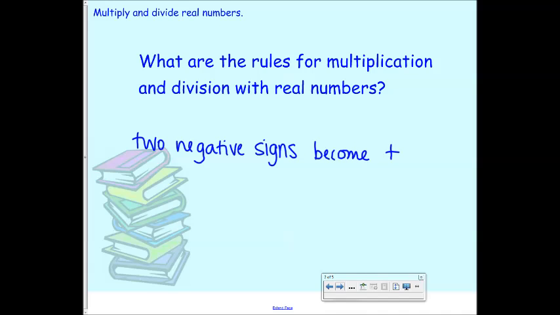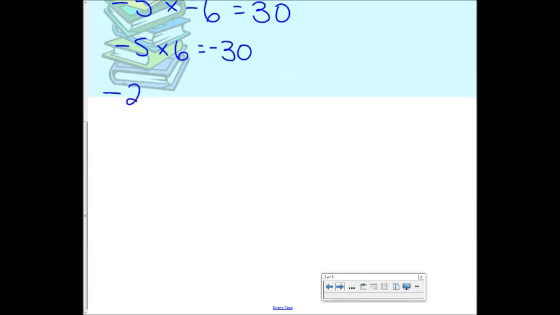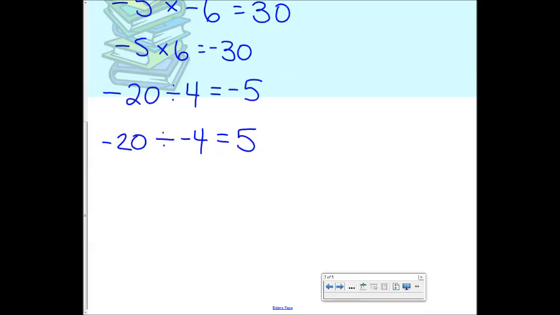So for example, -5 times -6 becomes what? Positive 30. Good. What if it's -5 times +6? -30. Good. Okay, same works with division. -20 divided by 4 would give you -5. -20 divided by -4 would give you +5. Okay, so 2 negatives are going to cancel out. That's the only rule, really, with multiplication and division. The rest of it is just knowing your multiplication facts or your division facts.